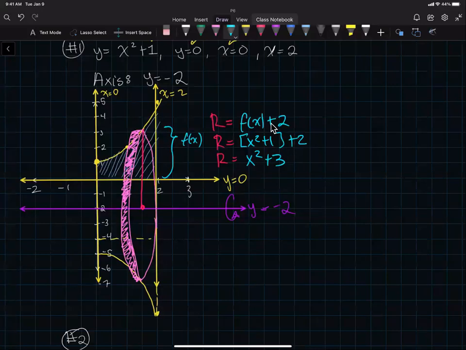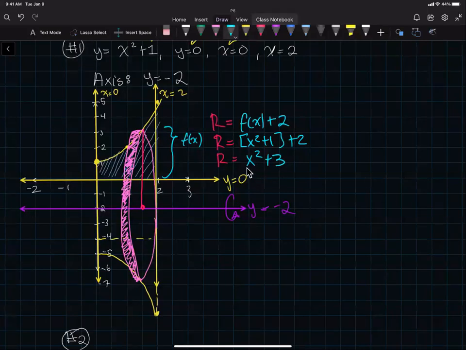Is there anyone who would like me to explain something about how I got my capital R? Again, my capital R is f of x plus 2, because the distance from the purple line to my x-axis is 2, and then the distance from my x-axis to the function is f of x.